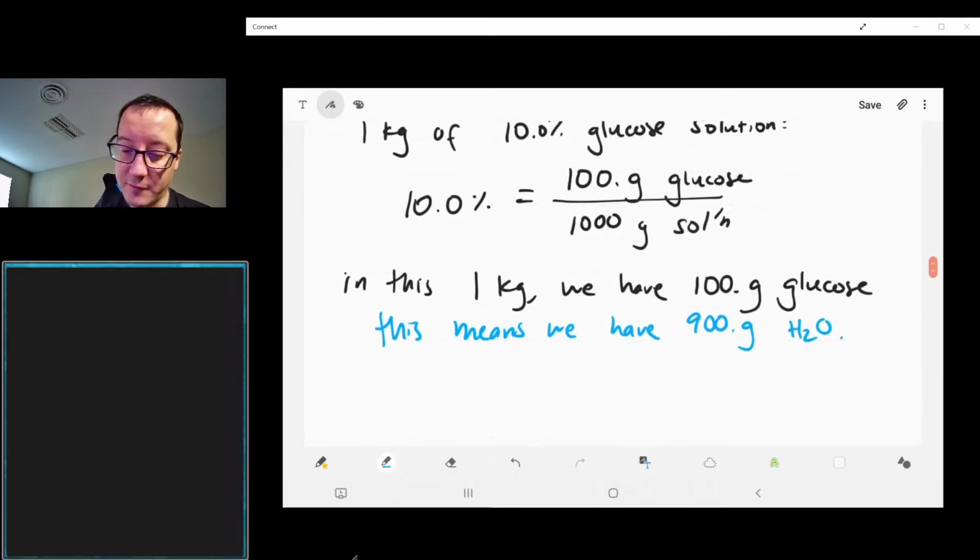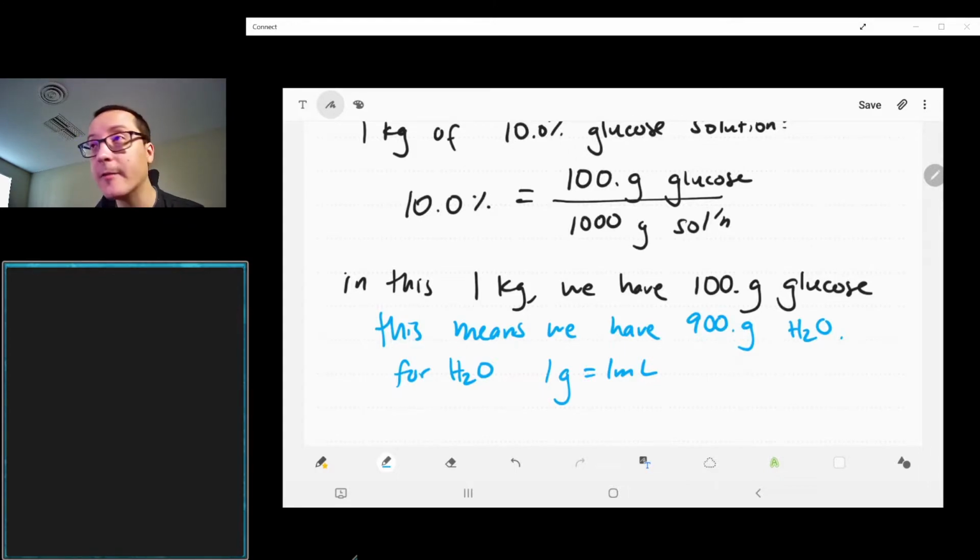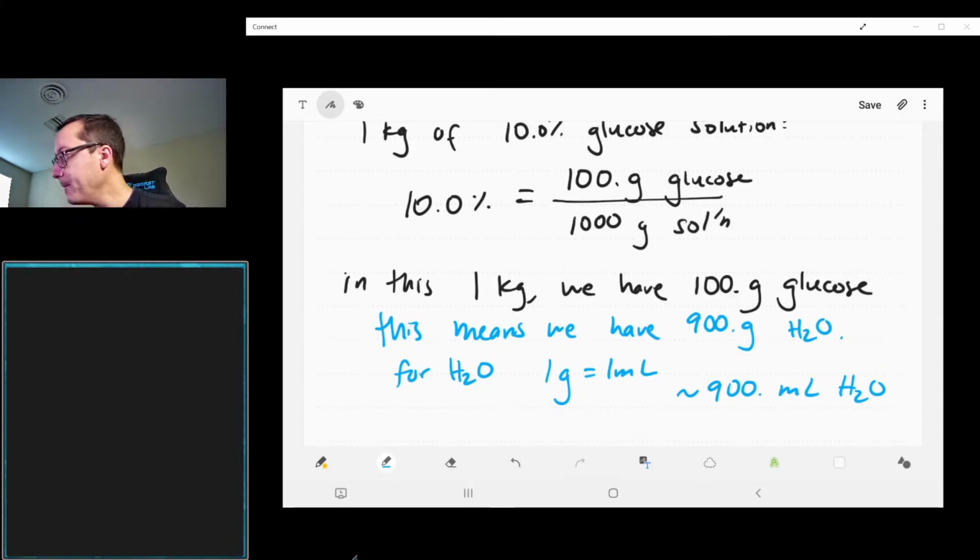And remember that for water, 1 gram equals 1 milliliter. They're the same thing because the density is 1. So that tells us we have about 900 milliliters of water here in this particular solution. And so if you were to make a percent by mass solution, you would essentially have to subtract your solute mass from the water mass that you're going to need to add to actually dissolve this stuff. All right.